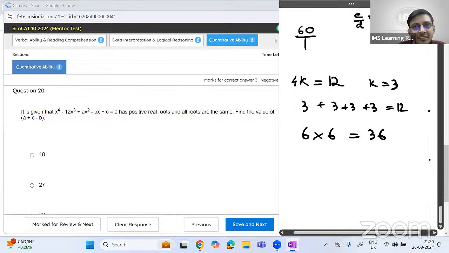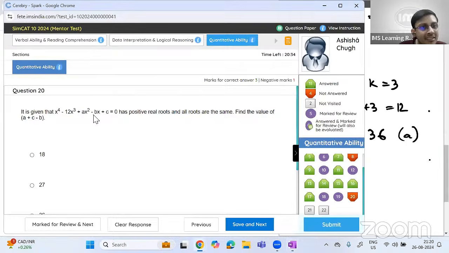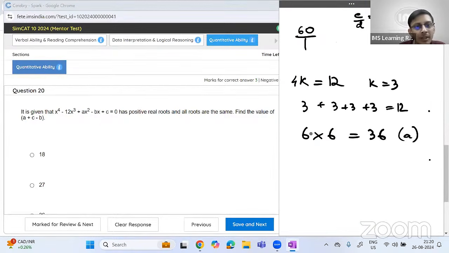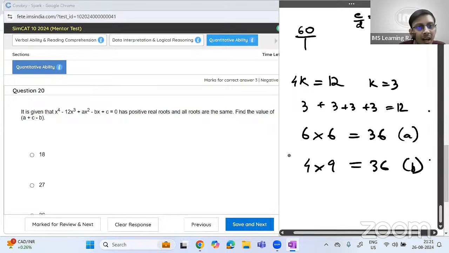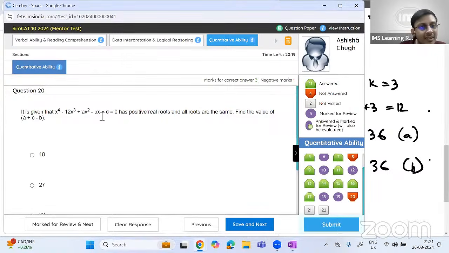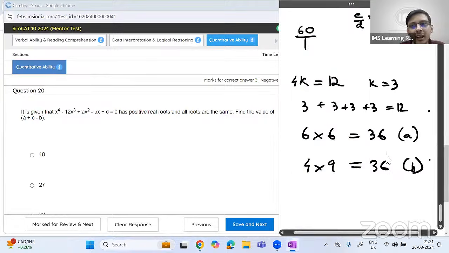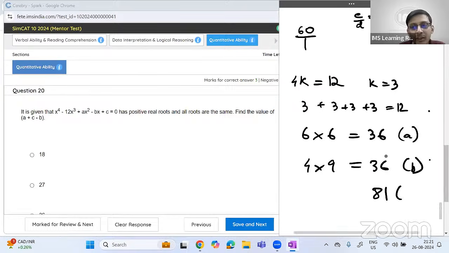Okay, this was just 12. This is related to A. B will be sum of the roots 3 at a time. How many combinations? 4C3. So 4 combinations. Each combination 3 plus 3 plus 3, 9. So that also seems like 36, B. And then if you look at C, product of all the 4 roots, 81 should be D. Sorry, 81 should be C.